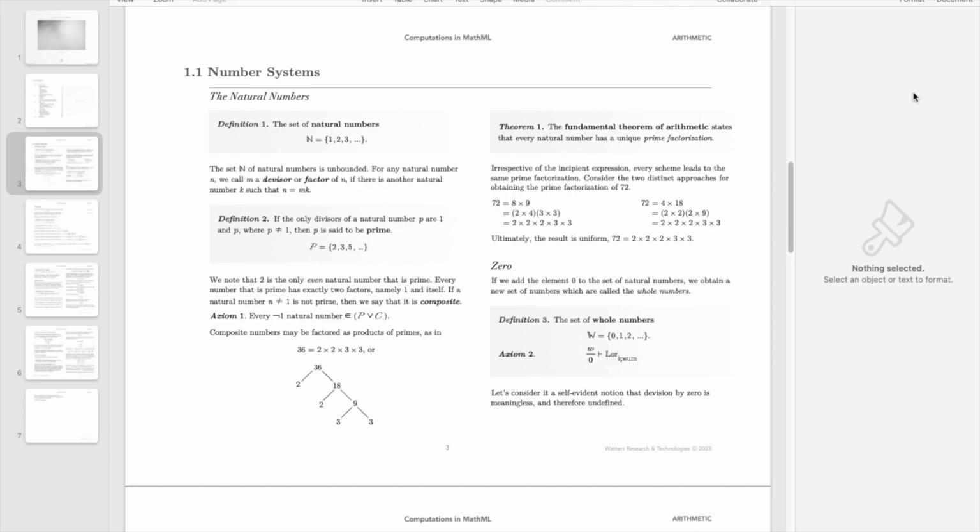Every number that is prime has exactly 2 factors, namely 1 and itself. And the consequence of all of this is that 2 is the only even prime number. We can think about that very easily when we think about all the other even numbers, for example, 4 and 6 and 8 and so on.